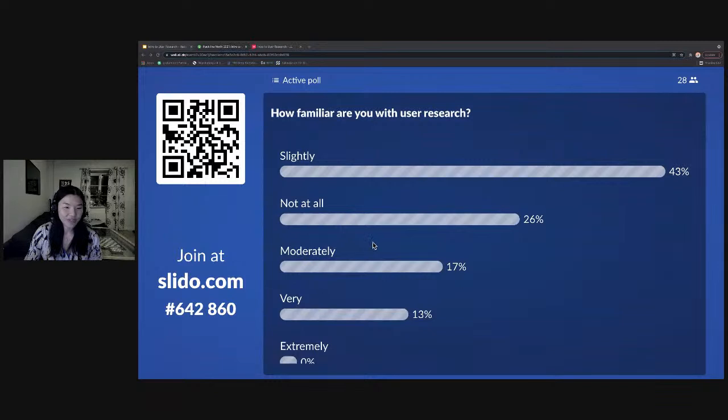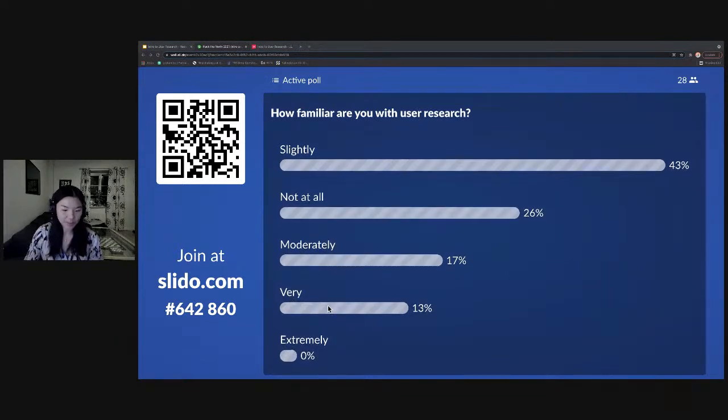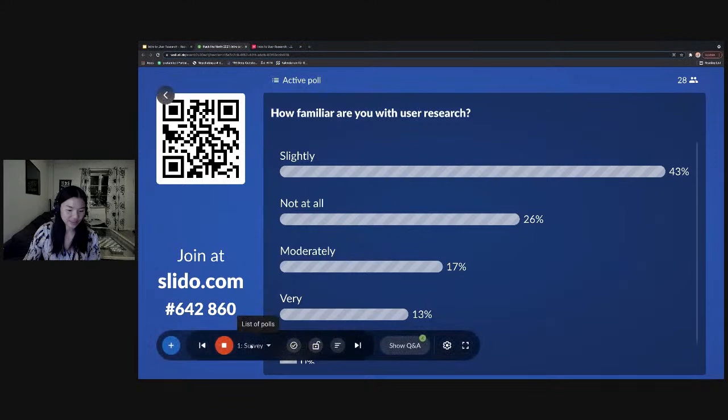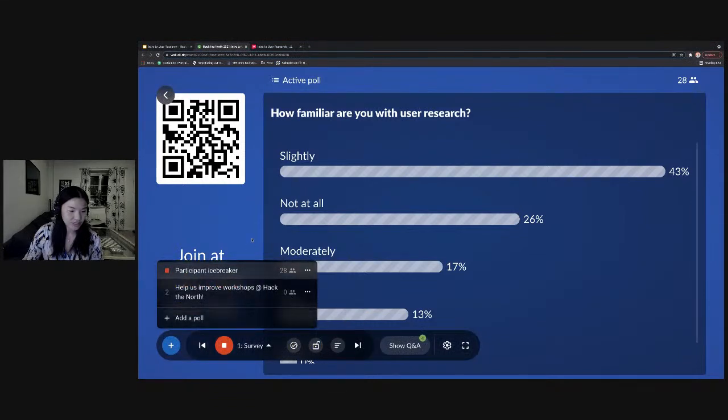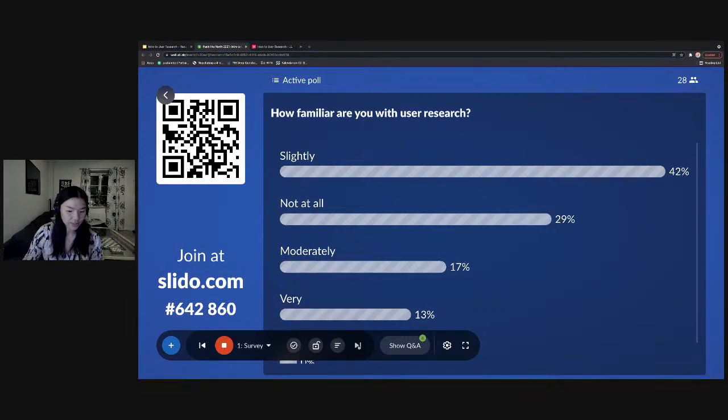And the next question was, how familiar were you with user research? A lot of you said slightly. Some people not at all. Some people very. Okay, this is interesting from my end. And then the last question, I guess, was just trying to understand... Oh, here we go. More going on here.